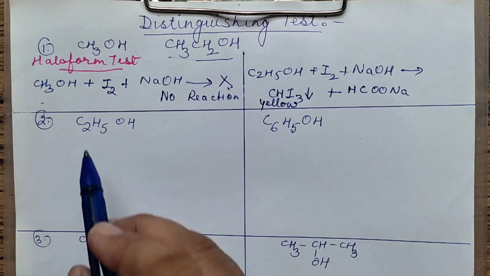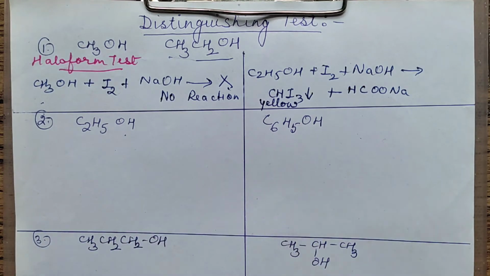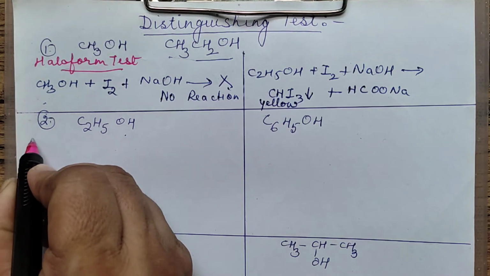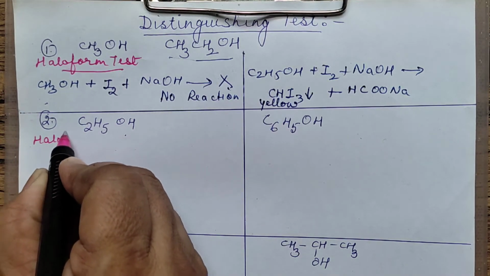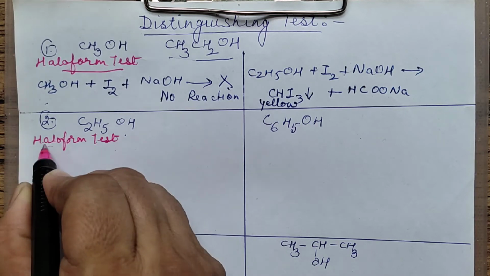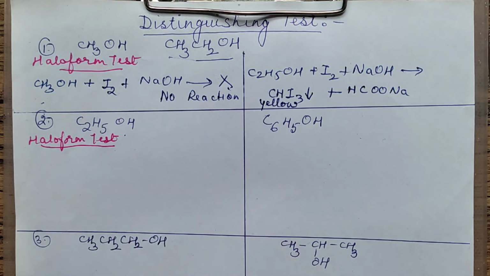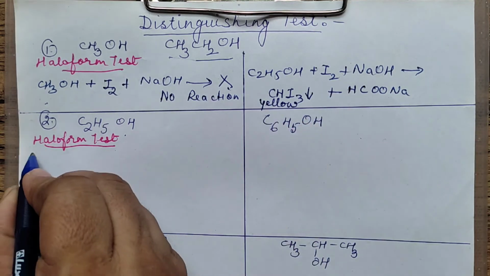The next one, ethyl alcohol and phenol. Now, in this particular case, you can use 2 tests. Either you may write haloform test, in which ethyl alcohol will give, phenol will not give. So what you will write? You will copy down the same equation again.